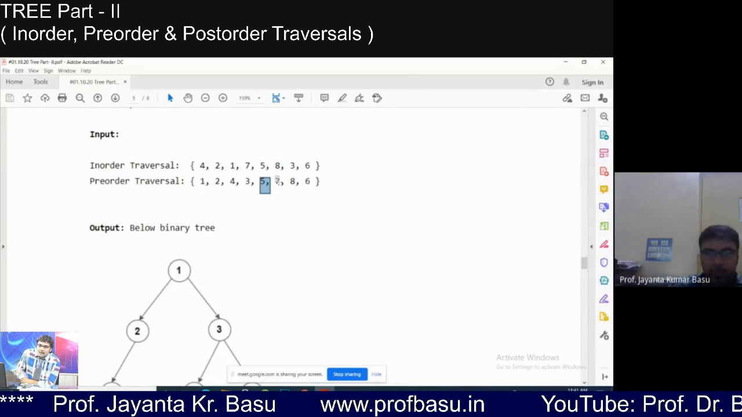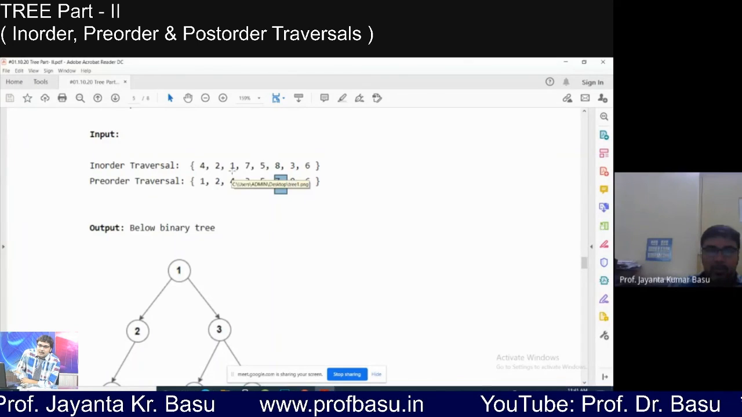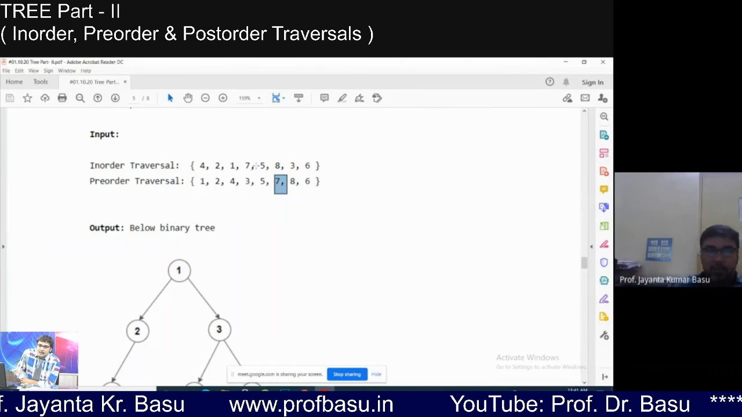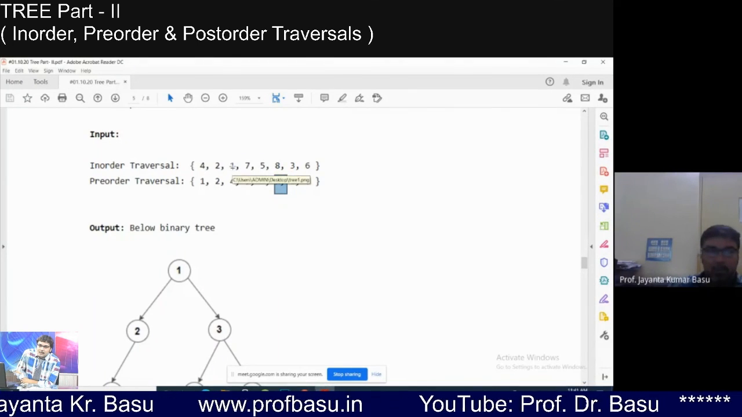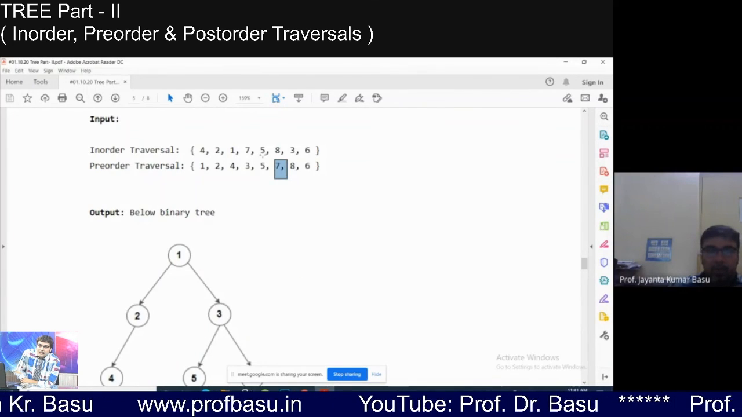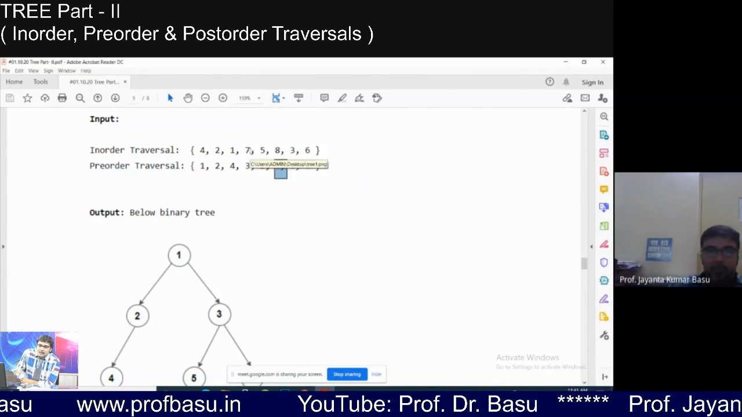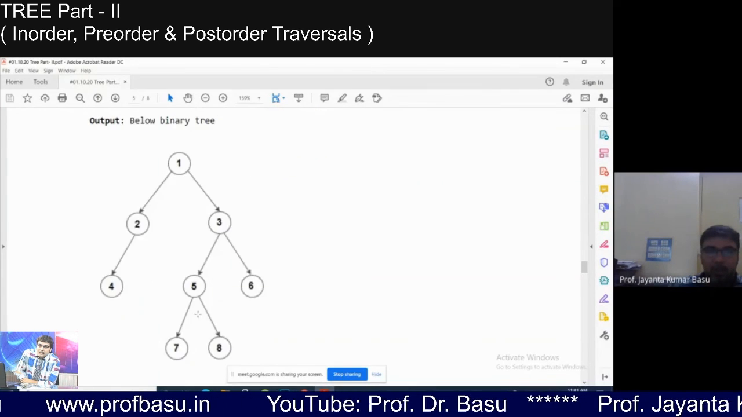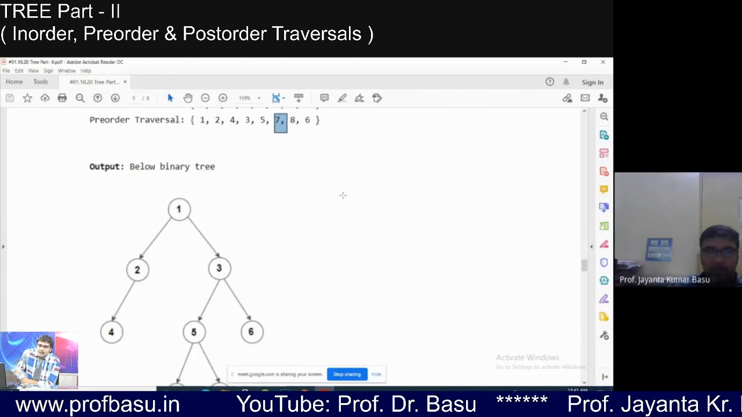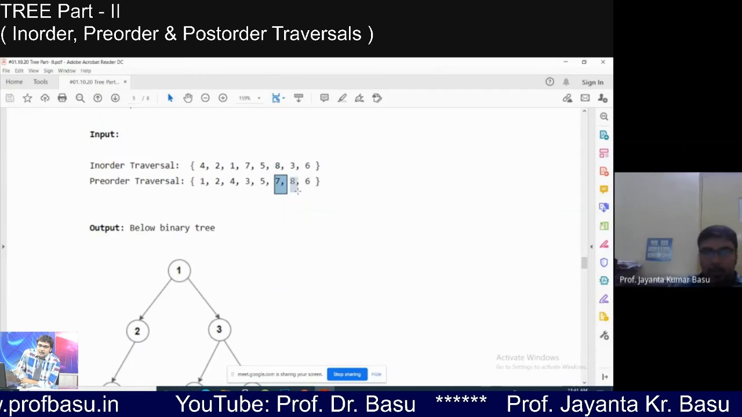Now 7. Check the position of the 7. 7 comes on the right side of the 1 in the in-order sequence. So right side of the 1, but left side of the 5. Left side of the 5. So right side of 1 and left side of the 5 here. Okay. After that, 8. 8 comes.